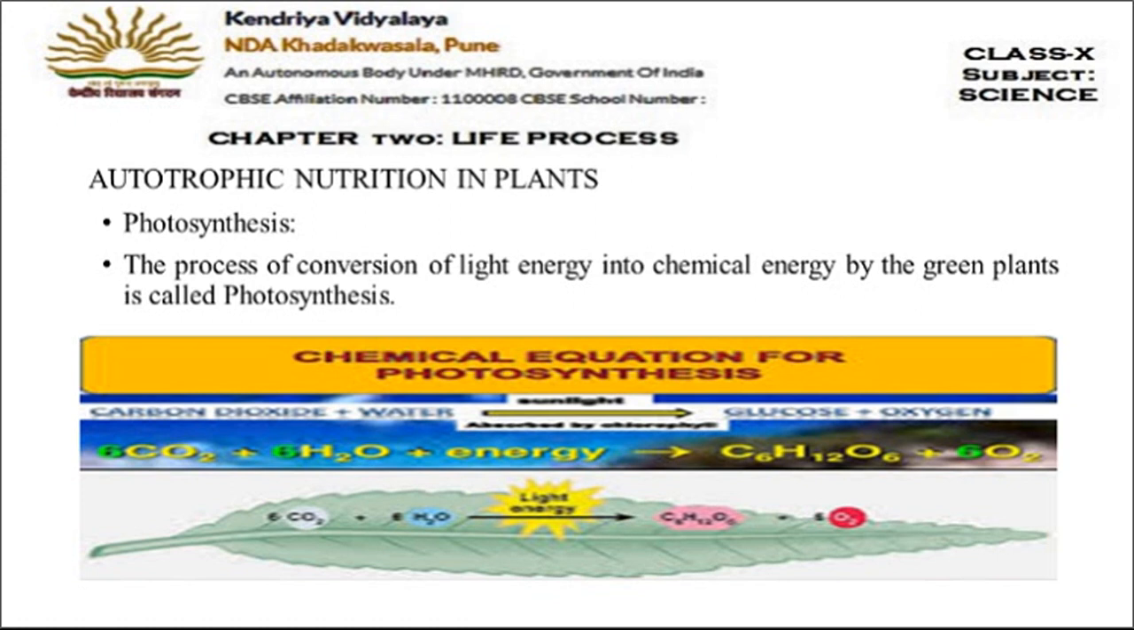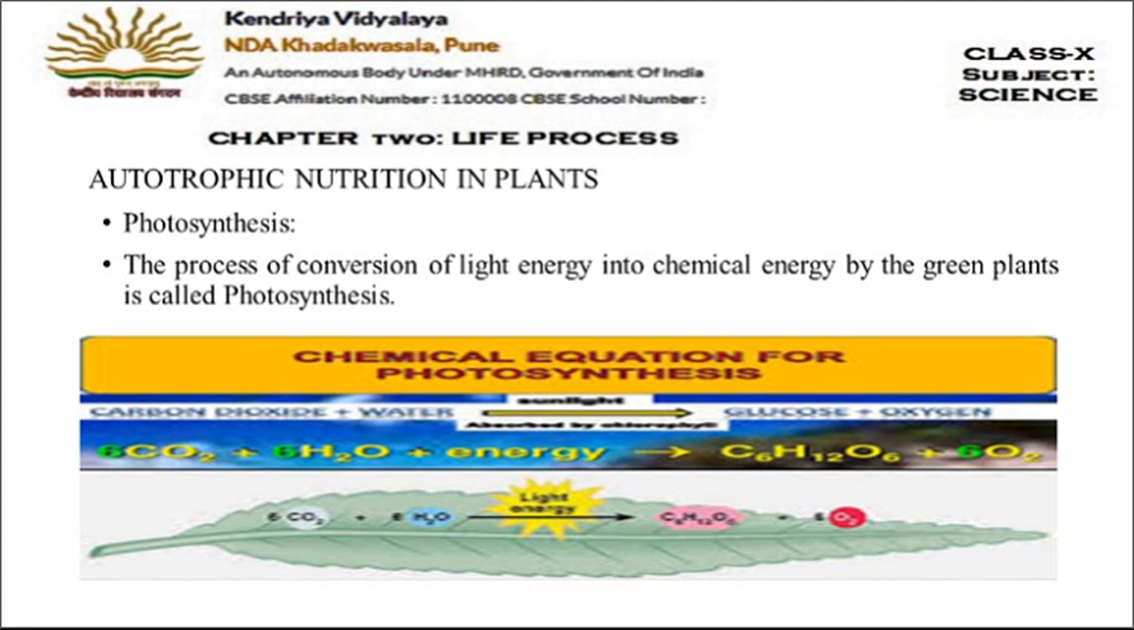It is the process in which the green plants absorb the solar energy and convert that solar energy into chemical energy. Why are we saying chemical energy? Because after the reaction some chemical is produced, carbohydrates are produced, glucose is produced. Okay? Glucose is the carbohydrate.